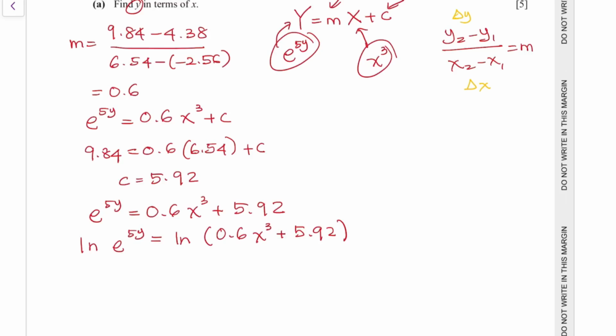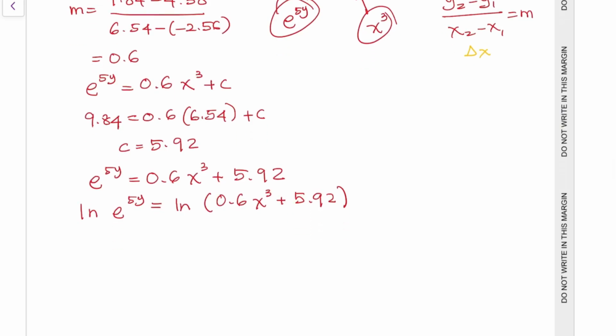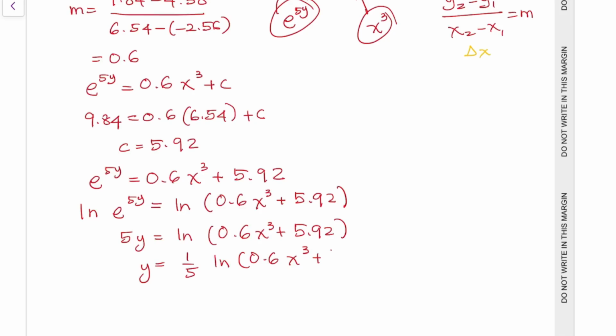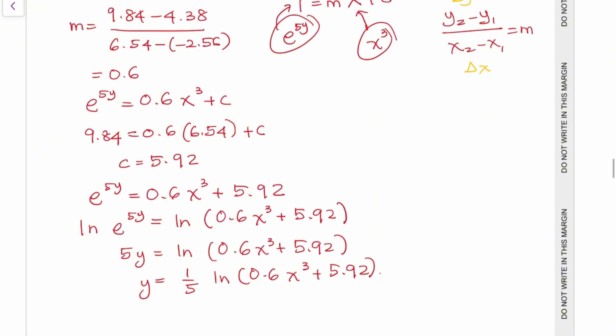Now, ln e to the power of 5y is just 5y. That is equals to ln of everything again, that is 0.6 x cubed plus 5.92. Then your y would be 1 over 5 ln of everything there, 0.6 x cubed plus 5.92. And you're done. You're done when you are able to write y equals to something x.